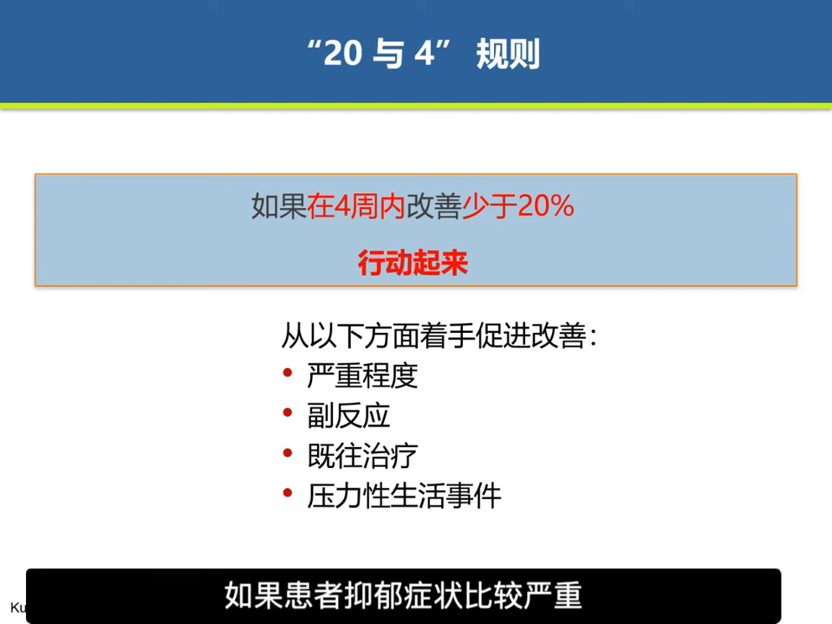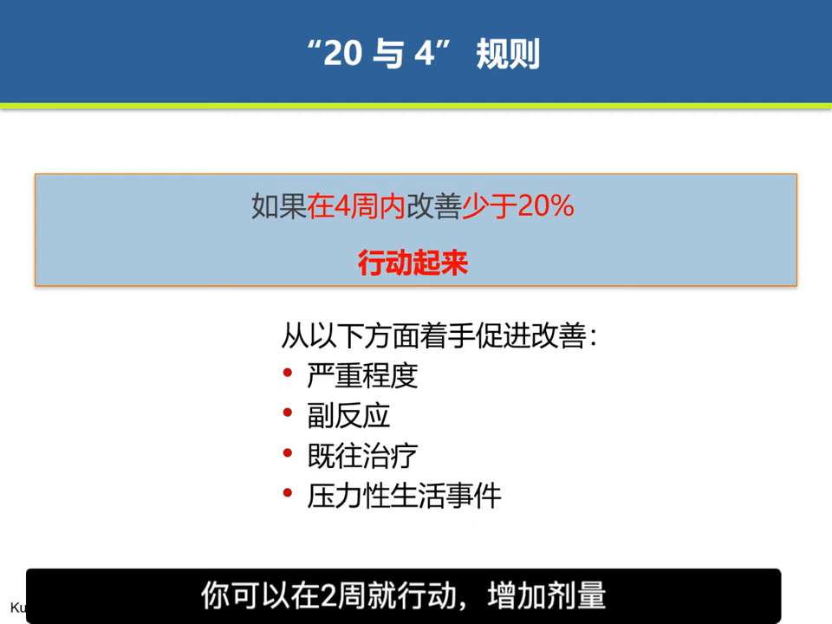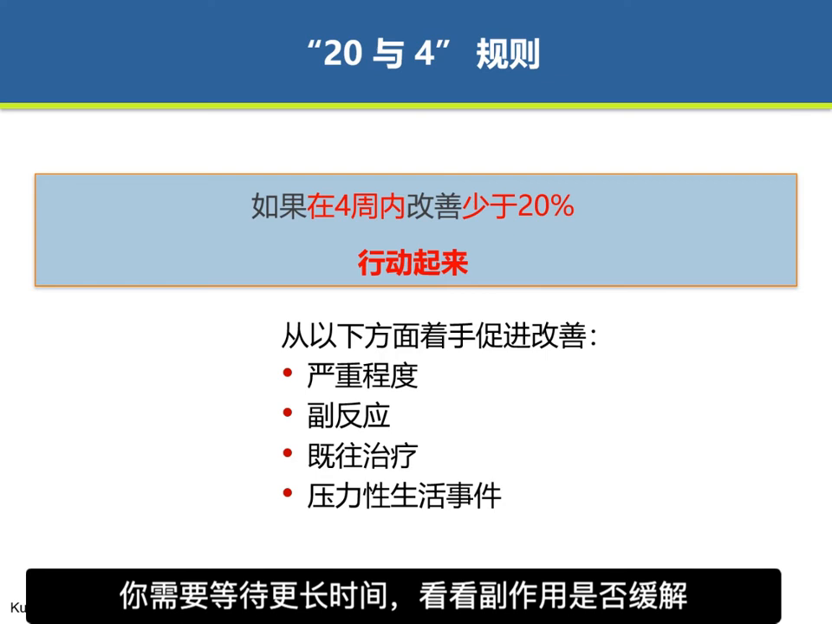If they're more severely depressed, you may not want to wait 4 weeks. You may want to do something, increase the dose at 2 weeks. It also depends on side effects, because if they're experiencing troublesome side effects, you may want to wait a little longer to see if the side effects settle down.